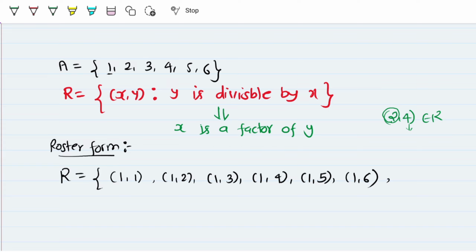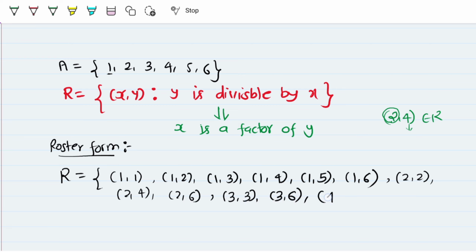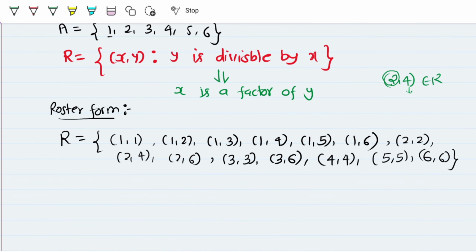Now if I start with 2, 2 is a factor of 2, 2 is a factor of 4, 2 is a factor of 6. If I start with 3, 3 is a factor of 3, 3 is a factor of 6. If I start with 4, 4 is a factor of 4. If I start with 5, 5 is a factor of 5. If I start with 6, 6 is a factor of 6. So I got this relation. This is the roster form.